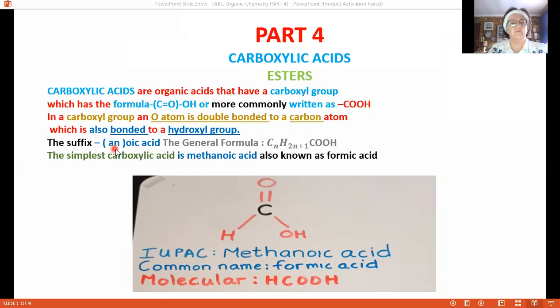Now I put an "an" here in brackets because I see that many textbooks write the suffix as anoic acid. So the general formula then being CnH2n plus 1 COOH. The simplest carboxylic acid is then methanoic acid, also known as formic acid. So here you see the structure. There's one carbon, meth, then double bond O, OH. So the molecular formula is HCOOH.